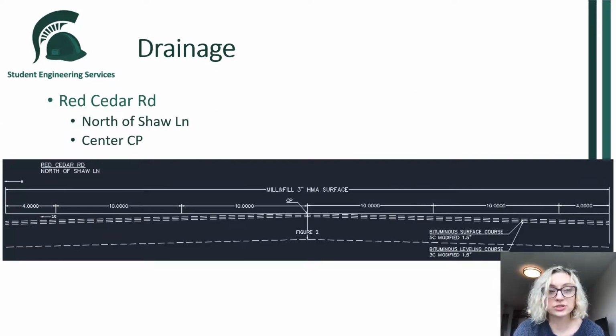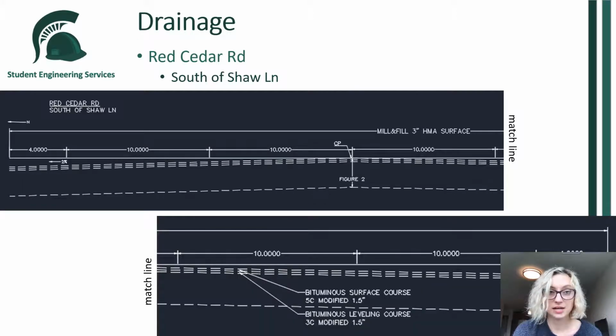There are two profiles drawn up for Red Cedar Road. This one shows Red Cedar north of Shaw, which all has the same amount of lanes, and the crown point is in the middle. The amount of lanes on Red Cedar increases when you go south of Shaw Lane, so that's why our profile is bigger here and needs this match line to show the whole thing. But it is a continuous crown point from Red Cedar north of Shaw and then Red Cedar south.